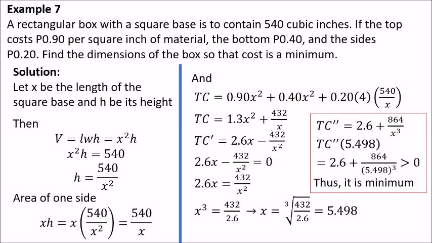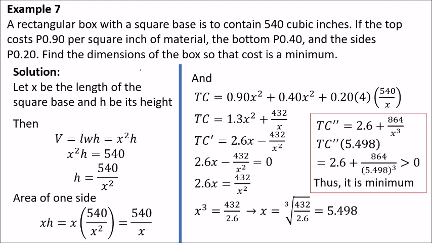Example number 7. A rectangular box with a square base is to contain 540 cubic inches. If the top costs 0.90 per square inch of material, the bottom 0.40 pesos, and the sides 0.20, find the dimensions of the box so that cost is a minimum. So, yun. Hinahanapan natin kung ano yung dapat maging dimensions. Pag sinabi nating dimension, yan yung length ng base ng box, length and width niya times height. Yun na yung kanyang volume. So, ano-ano ang dapat value nun para yung cost dito ay minimum.